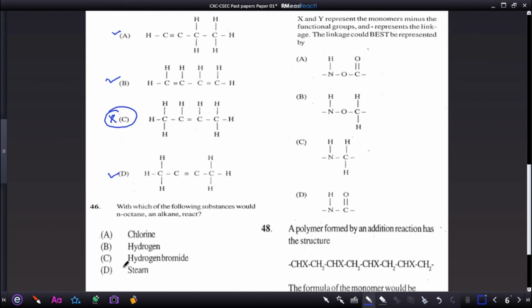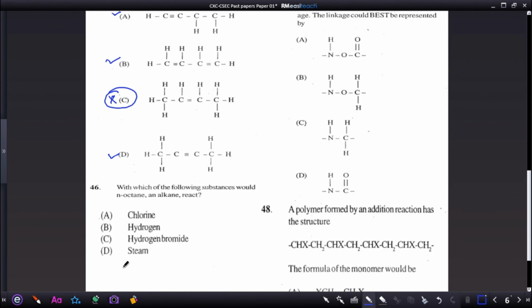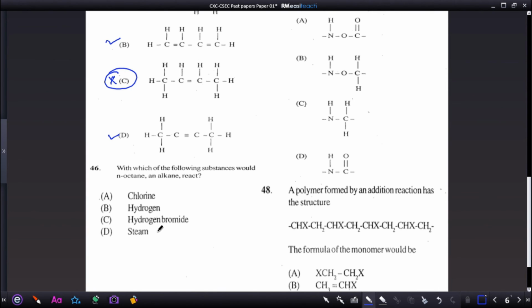46. Which of the following substances would n-octane, an alkane, react with? The major reaction of an alkane, apart from combustion, when alkanes burn in oxygen to produce carbon dioxide and water, is halogenation. So alkanes will react with halogens to produce the alkyl halides. So it would be chlorine.